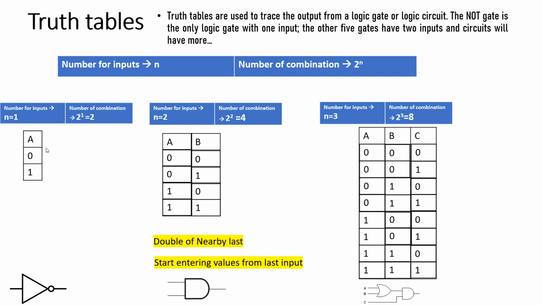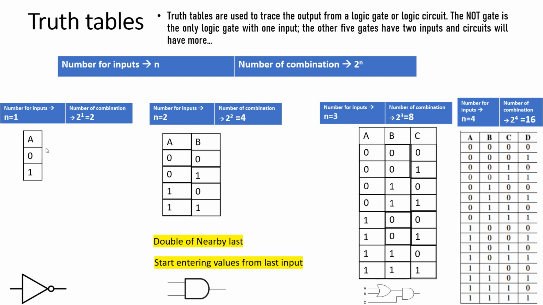Okay. Now if you take, for example, 4 inputs, then obviously it is 2 raised to 4, that is 16 combinations. So A, B, C, D will be there. Start with the last one, 0 1 0 1 0 1; 2 zeros, 2 ones will be on C, 4 zeros, 4 ones will be on B, and 8 zeros, 8 ones will be on A. Just double from the last. So start writing from the last and double it, double it, double it. Start with 0 1 0 1, then 2 zeros 2 ones, followed by 4 zeros 4 ones, then 8 zeros 8 ones. This will be the easiest way you can do the combinations.